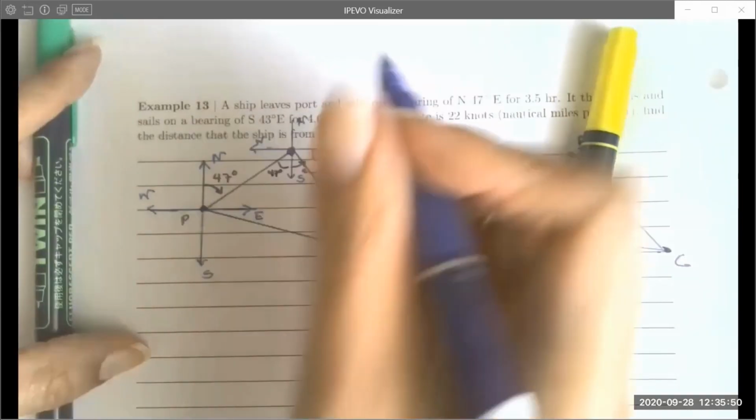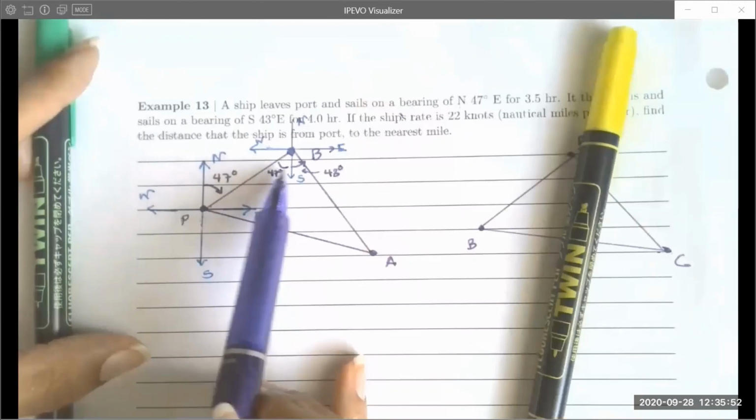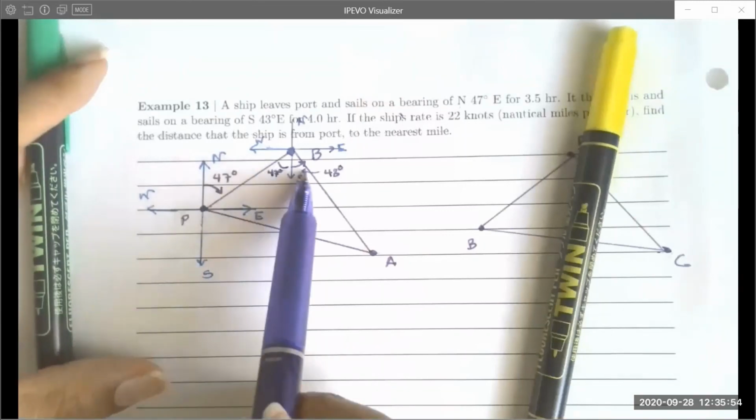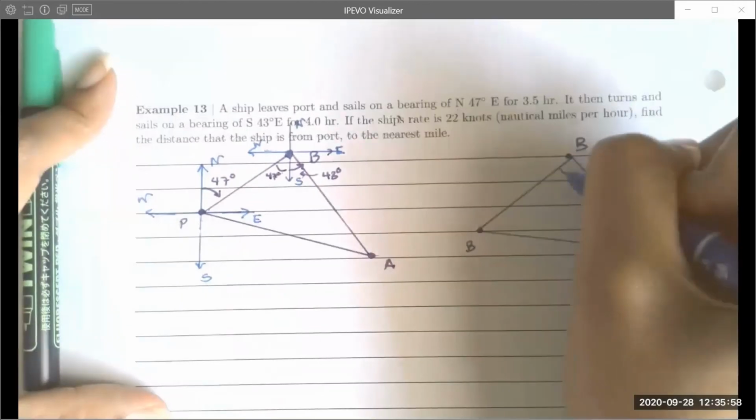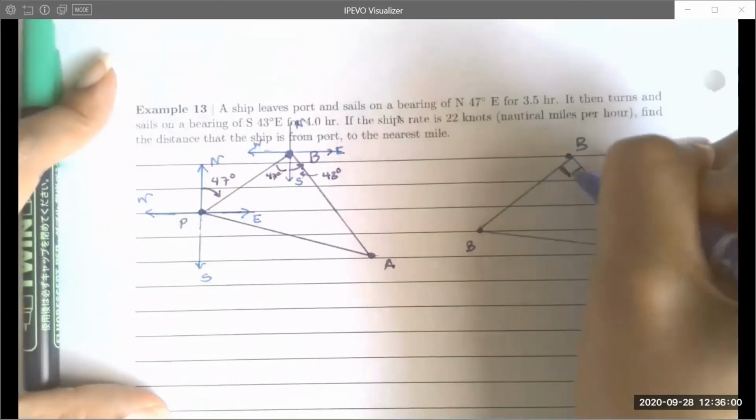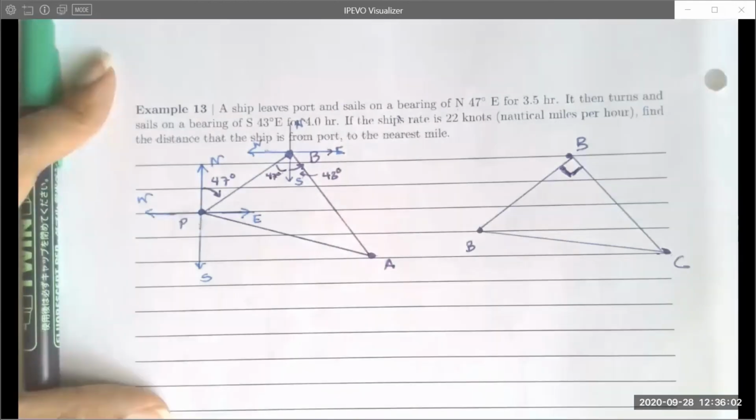And now if we take the sum of these two angles together, the 47 plus the 43, we actually get 90 degrees for this angle B, which is nice because now we're working with a right triangle. Is there anything else that we might be able to find?